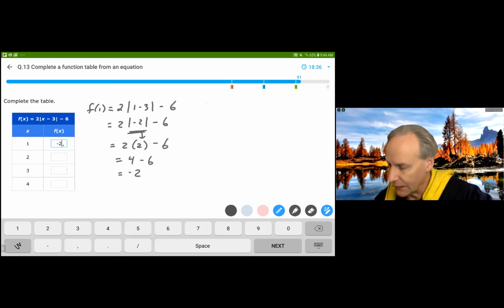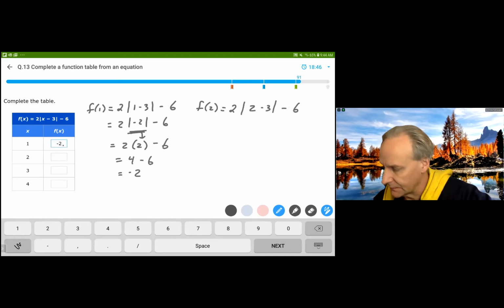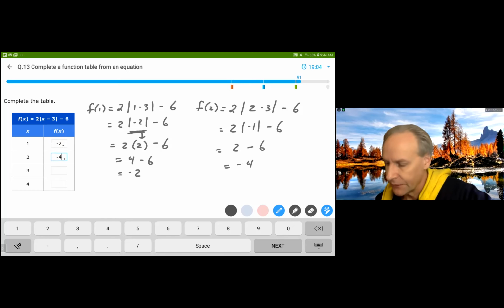Now I'll put in the 2 as well. Hopefully I won't have to do the others for you. This is 2 minus 3 minus 6. So it's going to be 2 times the absolute value of negative 1 minus 6. That's going to be 2 minus 6, which is negative 4. Notice that I skipped a step already. Now 3. 3 minus 3 is 0. And when you multiply that by 2, notice what happens. 0 times 2 is still 0. So we just get the negative 6.